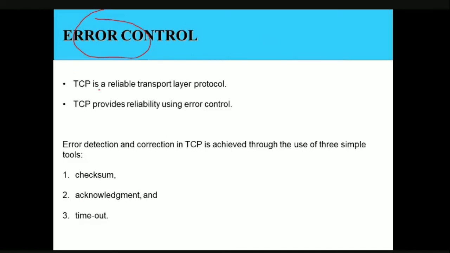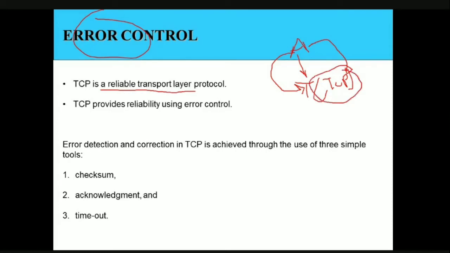We know that TCP is a reliable transport protocol. What is the meaning of this? When an application program in the application layer delivers a stream of data to the transport layer, that is to the TCP protocol, the application layer completely relies on TCP to deliver this information to the application program on the other side.